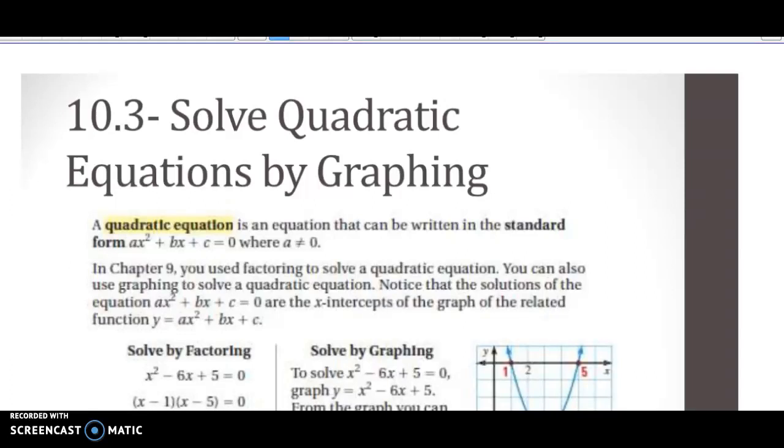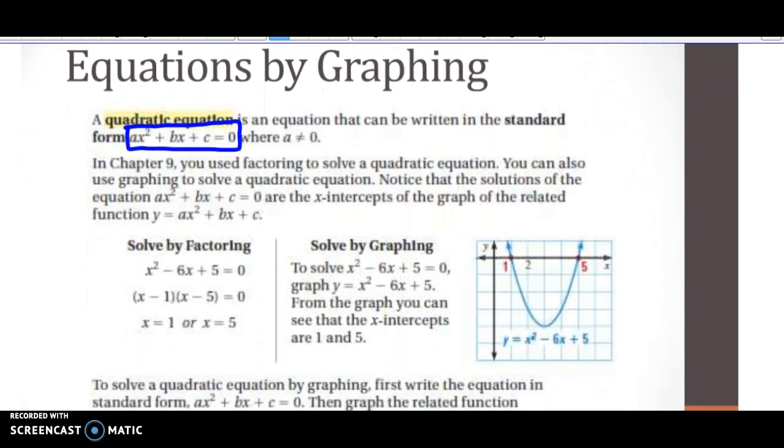All right, in 10.3, we are going to solve quadratic equations by graphing. So let's start by remembering our standard form we learned about yesterday: ax squared plus bx plus c equals 0. And we're going to take all those ideas we learned yesterday with identifying the vertex and the y-intercept and graphing, and we're going to use that now to solve.